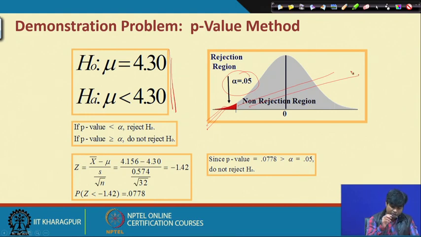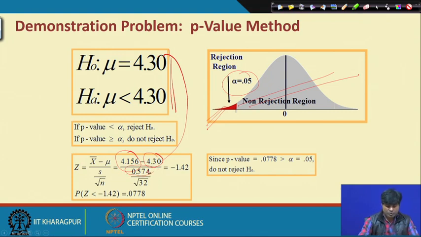In the p value approach, if the p value corresponding to the sample test statistic is less than alpha, which is fixed here, then we are in a position to reject the true null hypothesis, otherwise we are not in a position to reject the null hypothesis. Corresponding to this problem, assume that x bar equals 4.156, which can be derived from the sample information, and mu is 4.30, the population parameter specified on the basis of problem formulation, and the standard deviation is also given to you.